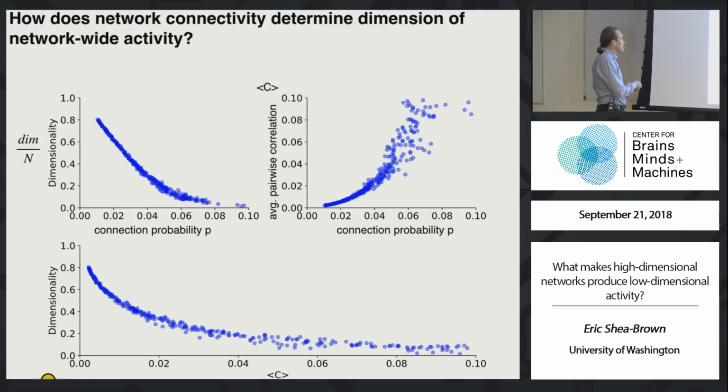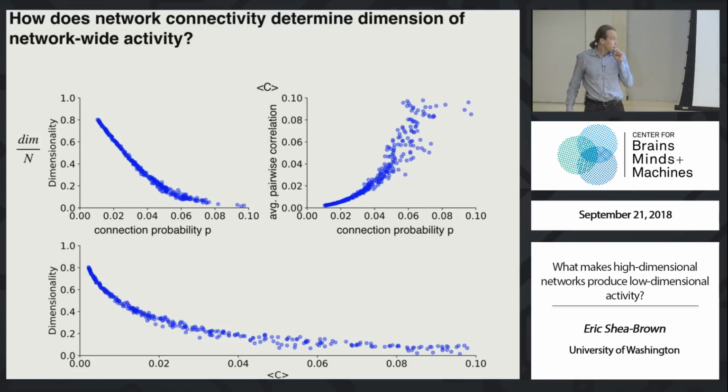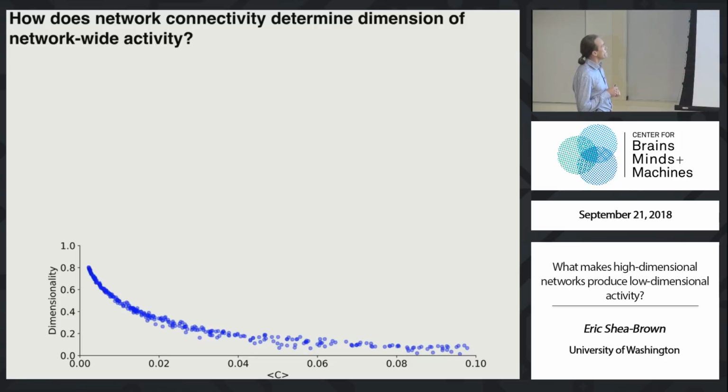But notice this, please. The dimensionality here, measured as a fraction of the full dimensionality, which would be n if I have n cells in the system, plummets to quite low values, say 10 or 20% of the full dimensionality, even when, from the perspective of the mean pairwise correlations in this system, there is not that much statistical interaction among the cells. 4% or so correlations on average.